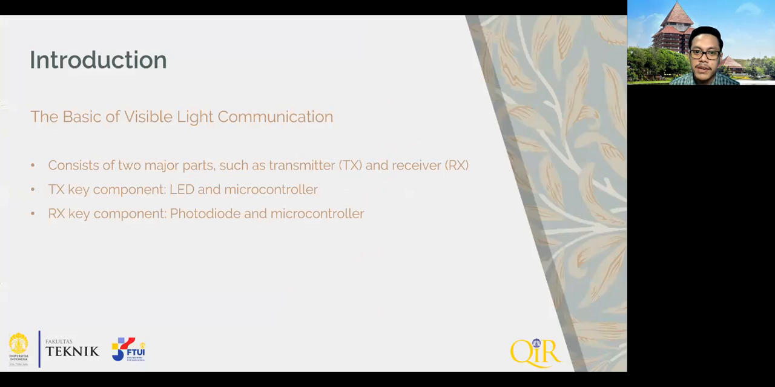So, what the visible light communication technology actually is? Visible light communication technology is a high-speed wireless communication that uses light as its communication resource. Just like the communication system in general, the VLC system consists of two main parts, such as transmitter or TX and receiver or RX. At the transmitter, there is an LED component to transmit the information in the form of an optical signal. At the receiver, there is a photodiode component to receive the optical signal that has been sent.